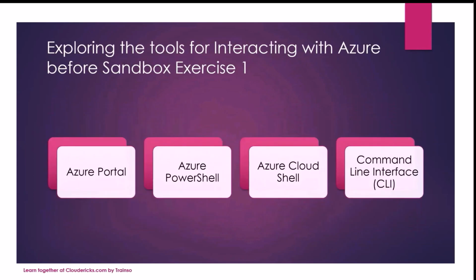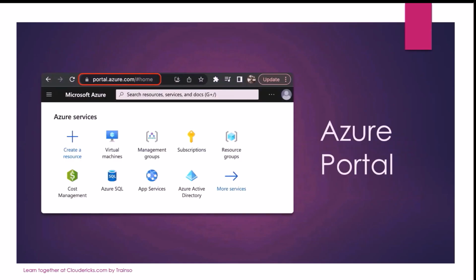So we have an exercise for exploring Sandbox and working with different ways to connect with Azure. Before going to exercise 1, let us explore the tools for interacting with Azure. There are primarily 4 ways in which you can interact with Azure: Azure Portal, Azure PowerShell, Azure Cloud Shell, and command line interface. Azure Portal, we have seen it in our demo. It is the web interface. Just type portal.azure.com and you should be taken to that web interface that we saw in our demos, right?